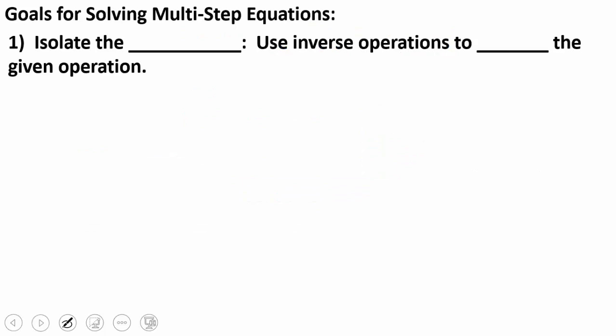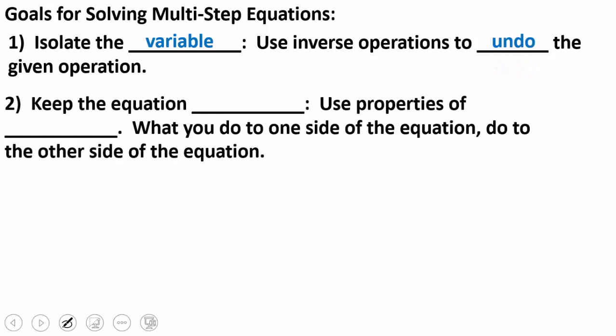We got to remind ourselves of our goals. It's so important because this is going to help us answer our essential question. And remember, our first goal is to isolate that variable, to get it all by itself on one side of the equation. We use inverse operations to undo the given operation. Our second goal is to keep the equation balanced. That's right, it's got to be balanced using properties of equality. In other words, whatever you do to one side, you do to the other.